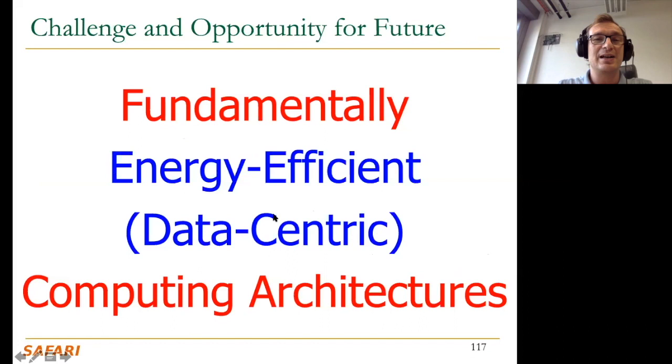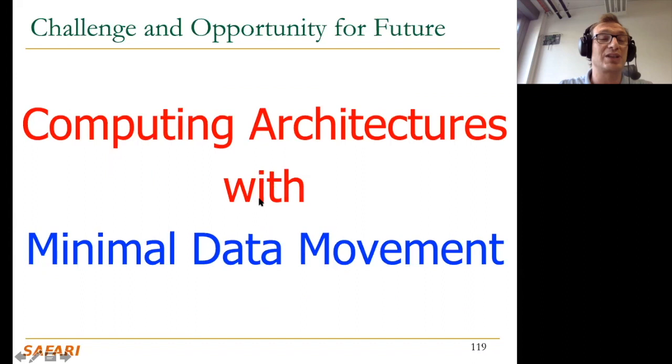But I think I've covered a lot of things related to processing in memory. Keep in mind that we're really designing data-centric architectures, and that's good for energy efficiency. That's good for high performance. That's good for latency also. In the end, minimal data movement is good for multiple metrics that we're concerned about. Okay, with that, let's talk about some adoption issues.